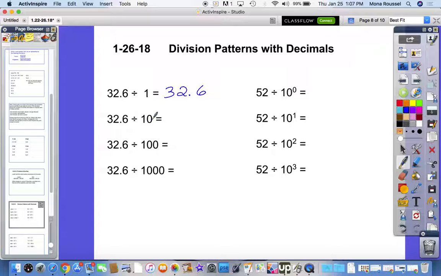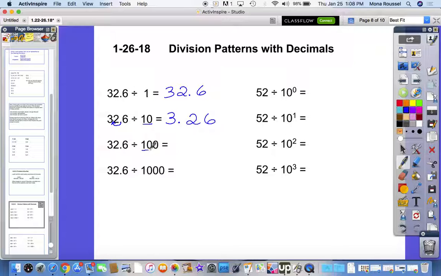But when we get to the next one, where we're dividing by 10, remember when we multiplied by whole number powers of 10, we moved the decimal to the right because the value of the number increased. Well, when we divide a number by power of 10, the value will decrease. So we will take the decimal and move it, this time, to the left. Because we're dividing by 10 and 10 represents one place value column, we move that decimal only one time to the left. So it is now between the 3 and the 2. It is 3 and 26 hundredths.